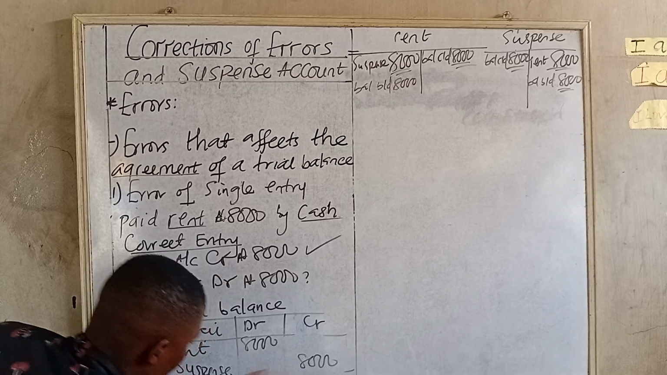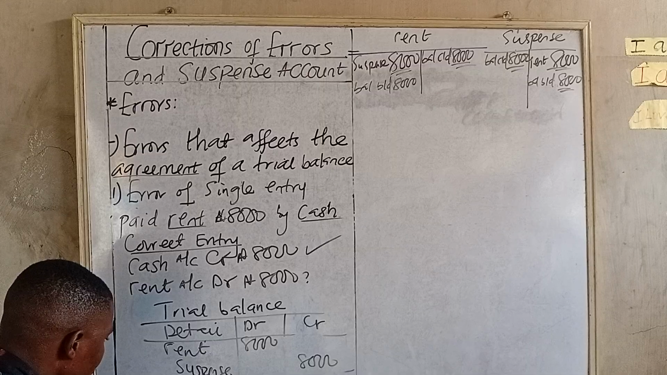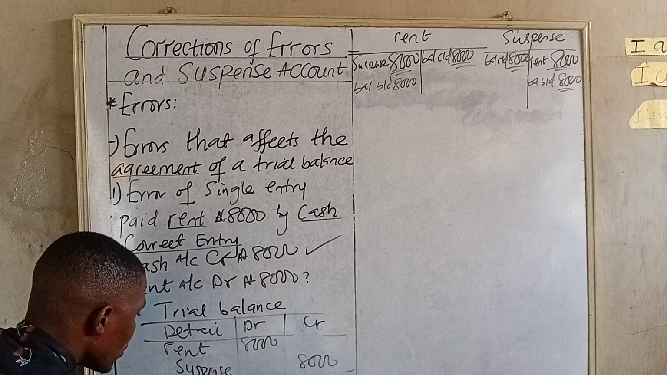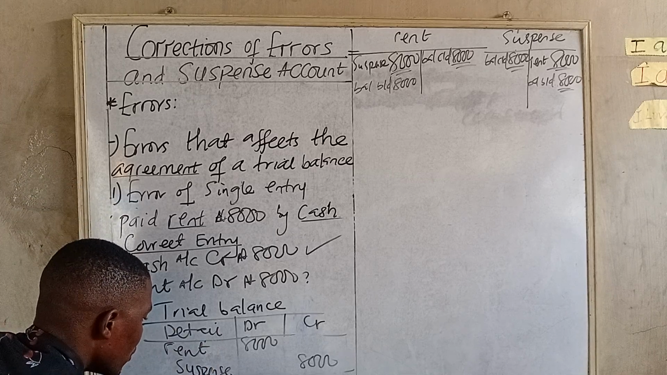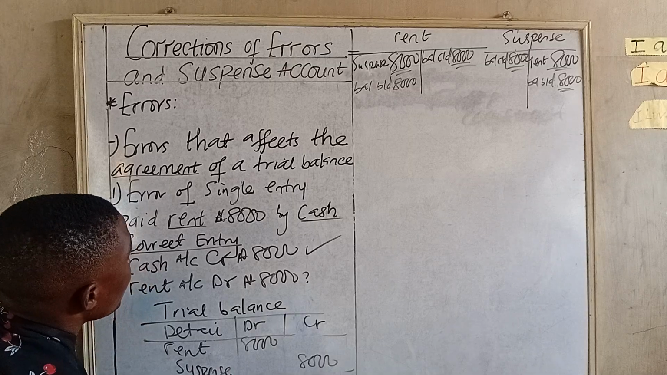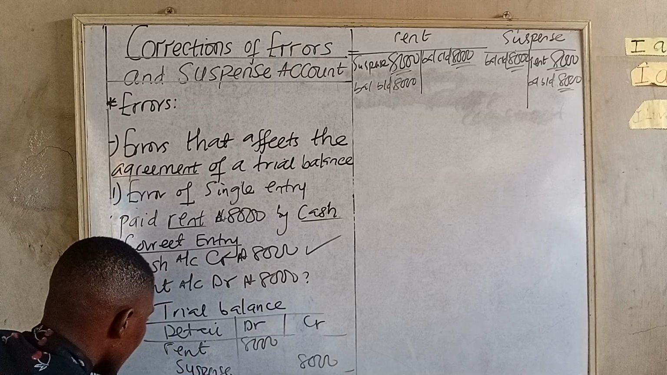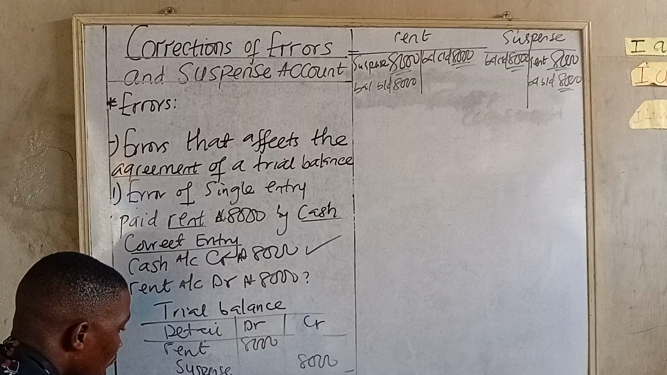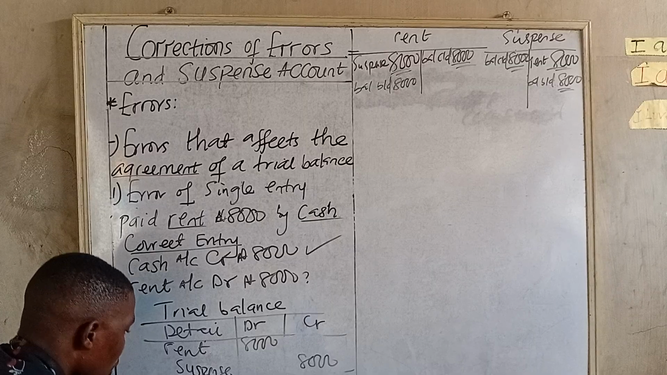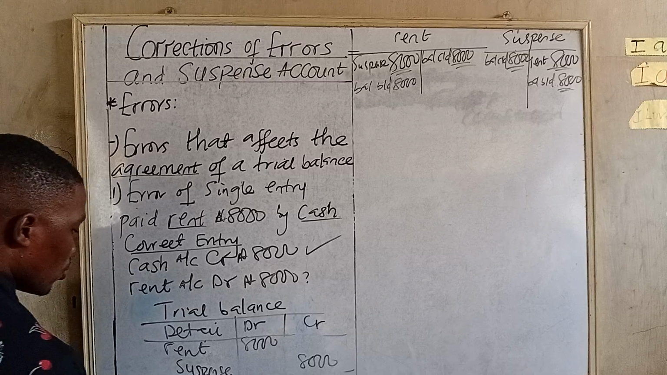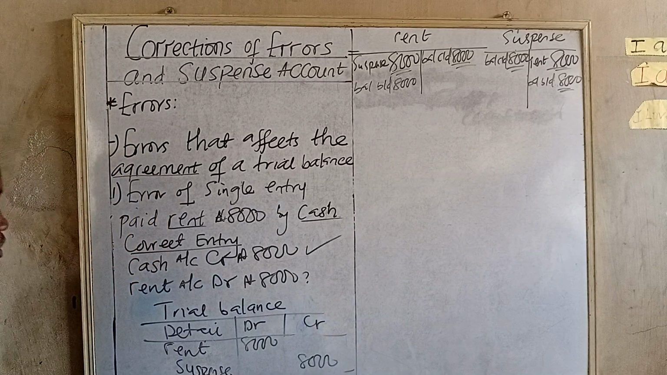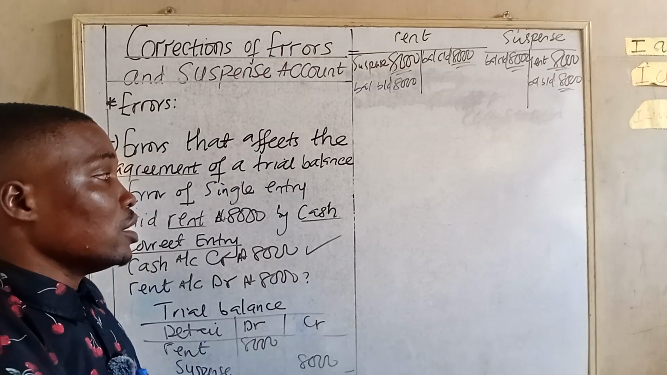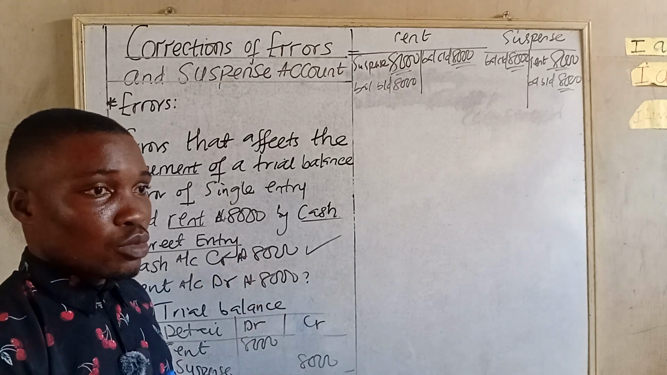You will now write that error. See, you write error of omission. Error of omission of single entry now corrected. Then you close the account. See how we analyze the question, we detect the error, then we correct the error. So that's the first aspect we are going to be looking at.